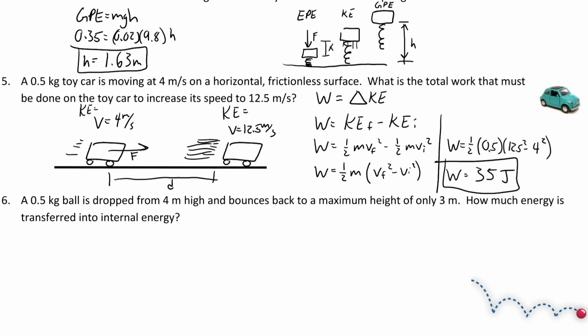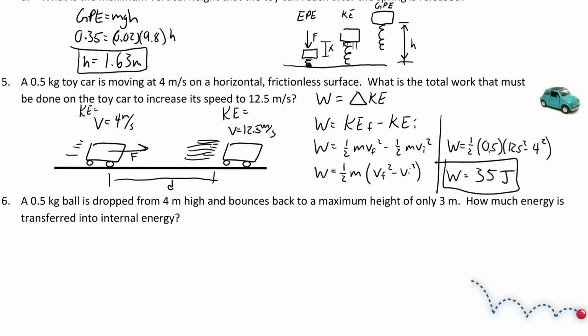All right, now it says a 0.5 kilogram ball is dropped from 4 meters high and bounces back to a maximum height of only 3 meters. How much energy is transferred into internal energy? What the heck? Oh man. All right, so let's see. We have a ball above the ground. Oh, another weird looking ground. Hold on. There's the ground. It starts, and the height is 4 meters.